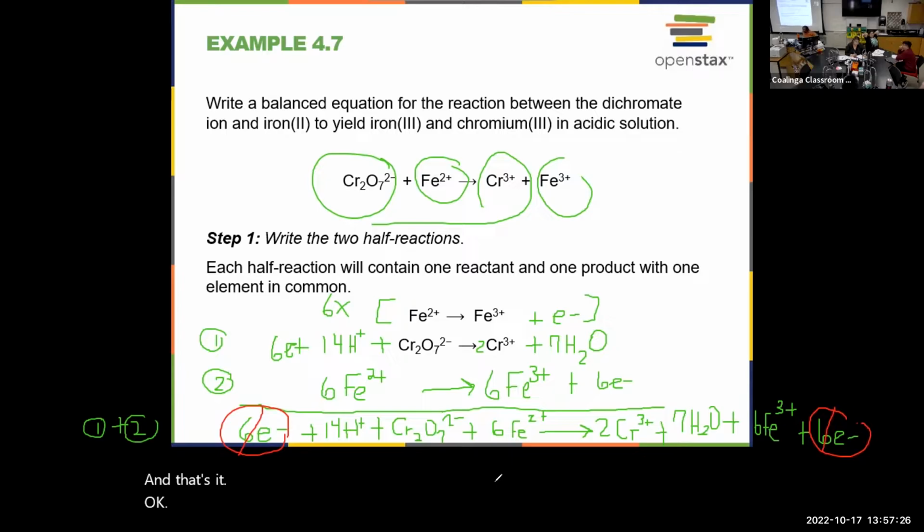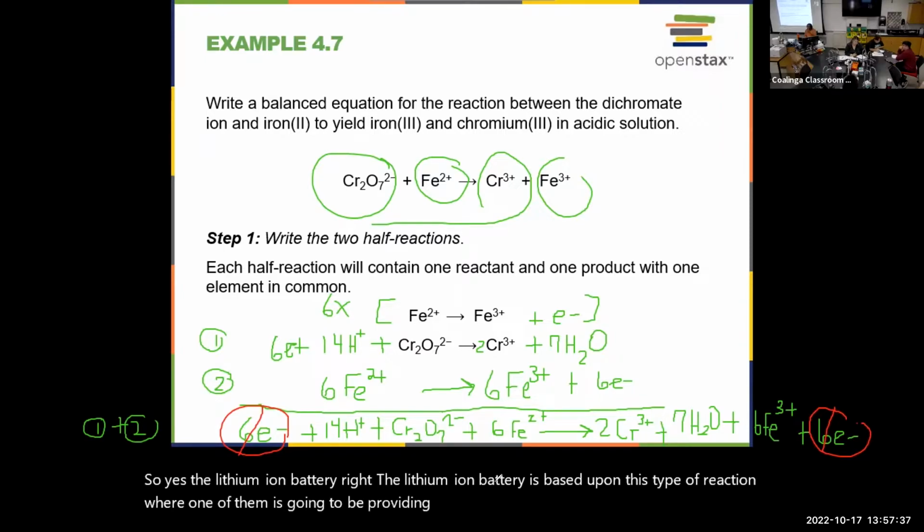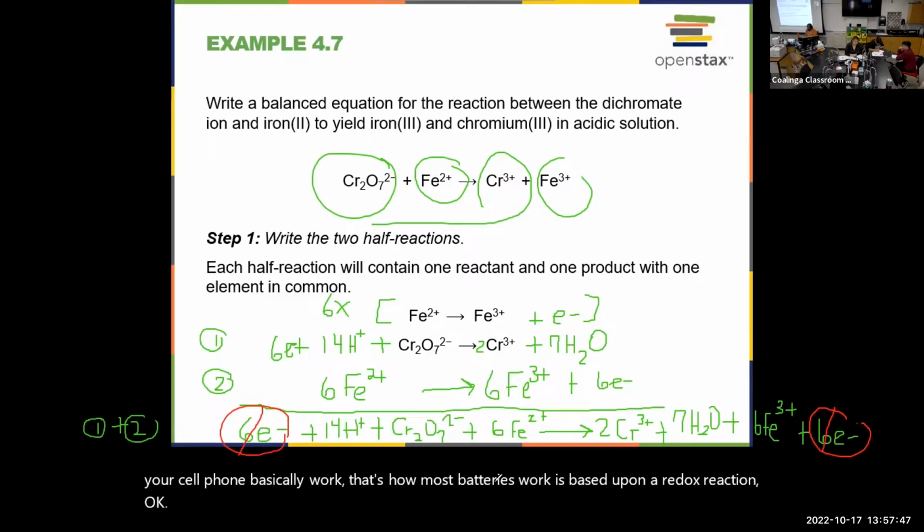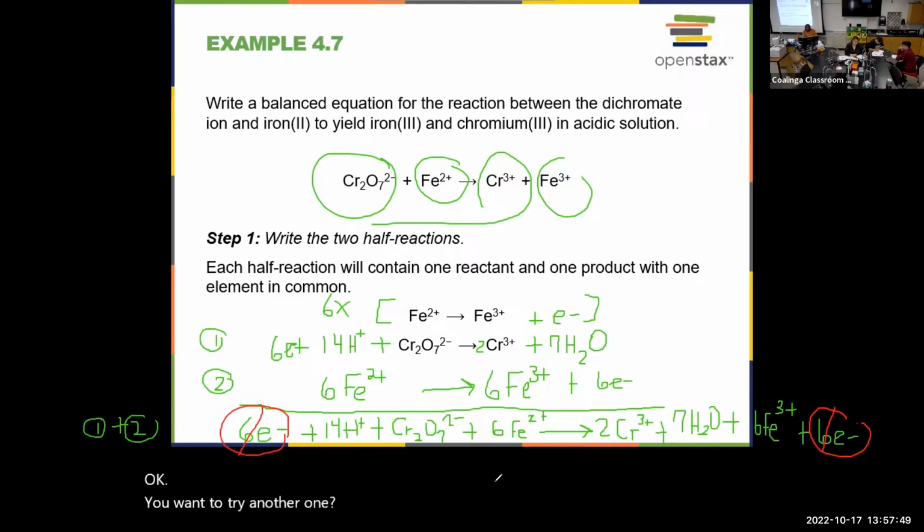So you guys, the lithium ion battery, right? The lithium ion battery is based upon this type of reaction, where one of them is going to be providing the electrons to the other, right? That's how your cell phone basically works. That's how most batteries work, based upon a redox reaction. Okay. You want to try another one?